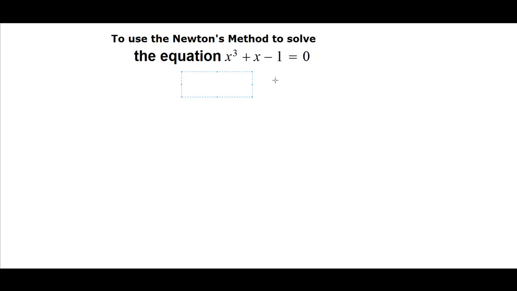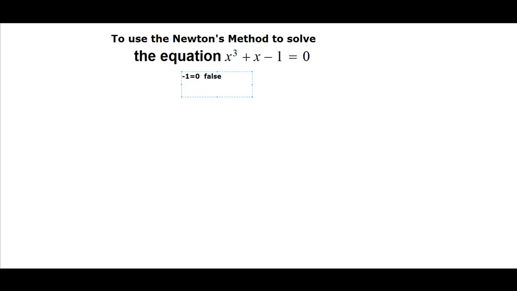We are going to use Newton's method to solve this equation, x cubed plus x minus 1 equals 0. And let's try a very basic method. That is, say we take x equals 0 and see if it satisfies the equation. What does x equals 0 produce? On the left hand side, it produces the value -1, and that is not equal to 0, right? So it doesn't satisfy the equation.